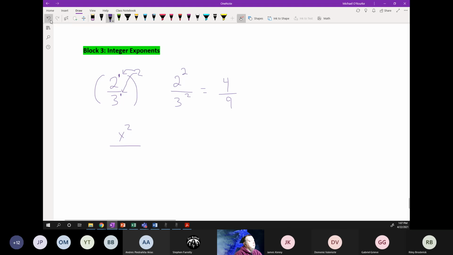Let's just do another fraction. So if I did like 6 over 7 to the power of 3, that would equal 6 to the power of 3 over 7 to the power of 3. Actually, let's change that. Let's do a big one. So if we did like 2 over 3 to the power of 8.